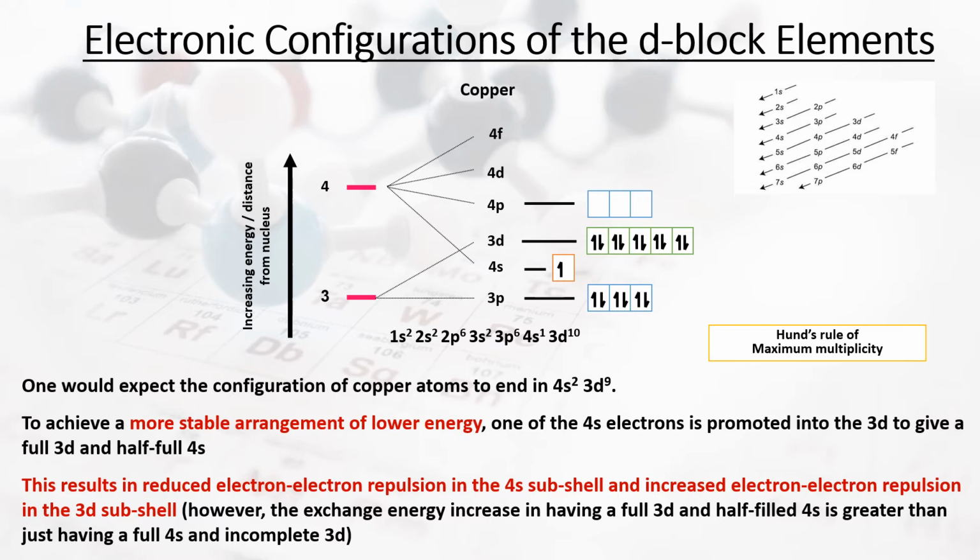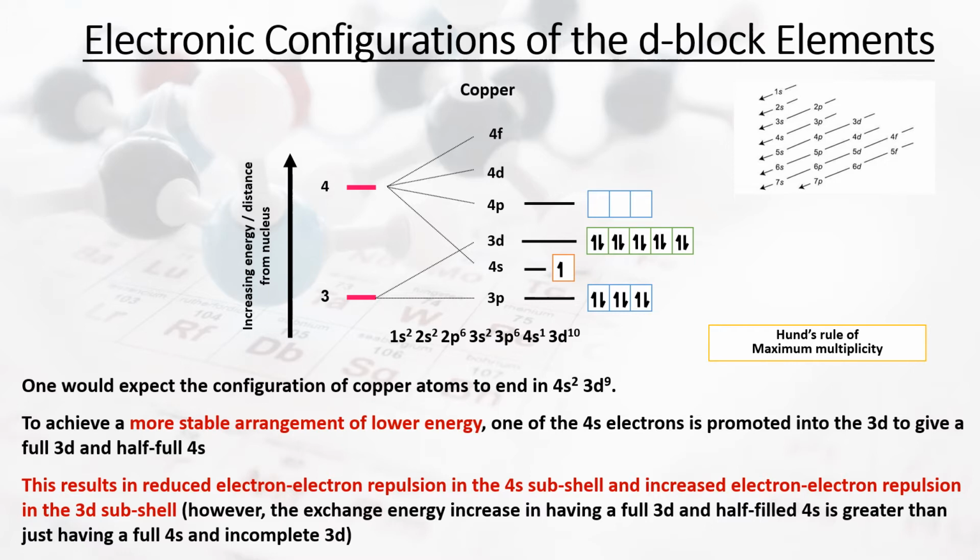We then start to fill up our d electrons again. We now have to start pairing up our electrons. And so, for example, iron would be 4s2, 3d6. And we go on and on and on, and we reach copper. Now, again, we would expect, if we're just filling it normally, for it to be 4s2, 3d9.